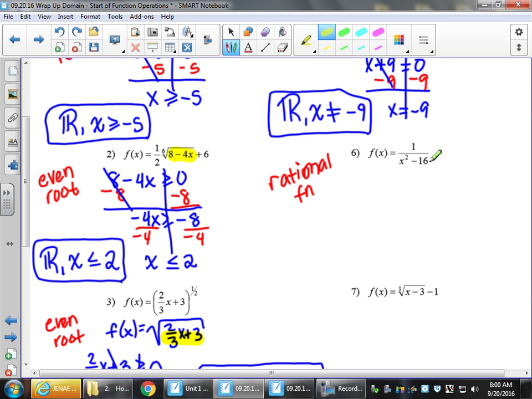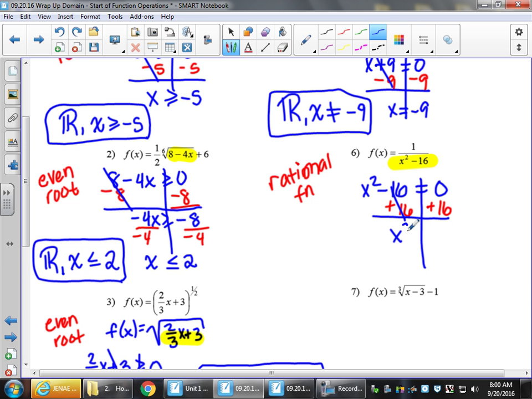We highlight our denominator, like so. We're going to take x squared minus 16 and do what? Equal to 0. Good. This is going to be a shout out to solving last year. I add 16 to both sides. That's going to get me x squared equals 16. Ooh. Square it? Square root it. Take the square root of both sides. How many answers do you get from this? Very good. What are my two answers? Plus or minus 4. So all real numbers, x not equal to plus or minus 4.